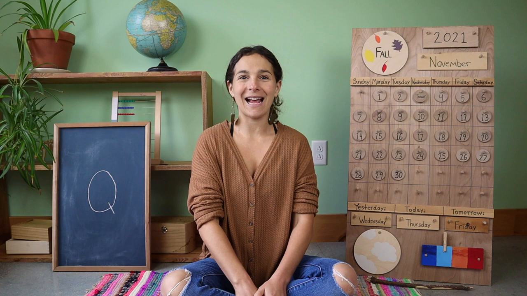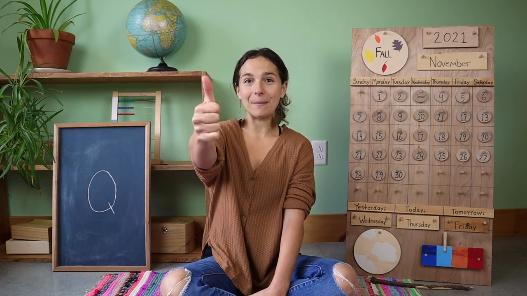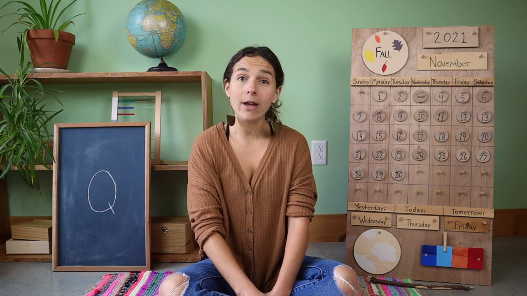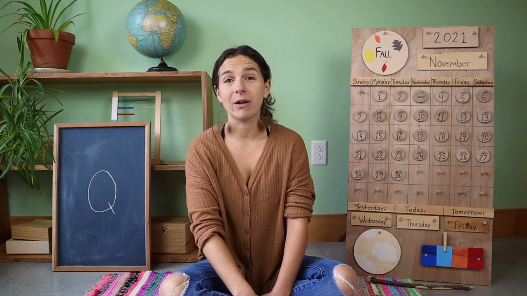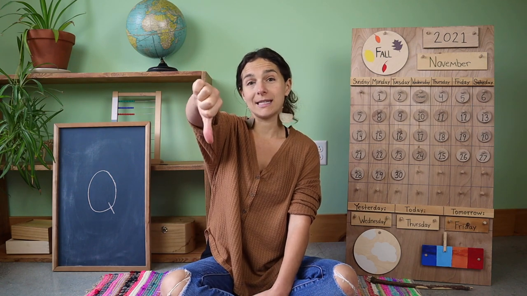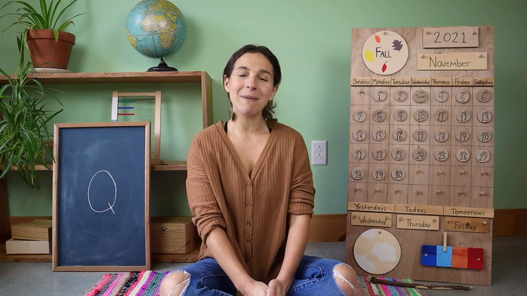How are you doing today? If you're doing well, you can show me with a thumbs up. If you're feeling okay, you can put your thumb in the middle. And if you're not feeling very well today, you can show me with a thumbs down. But hopefully, after circle time is over, you'll be feeling better.